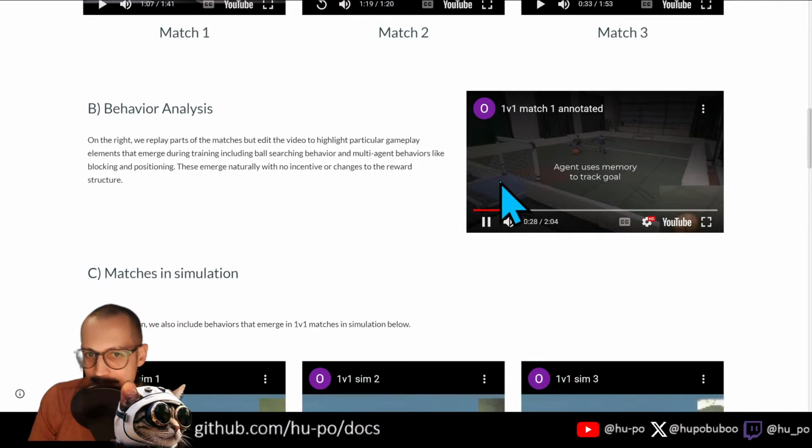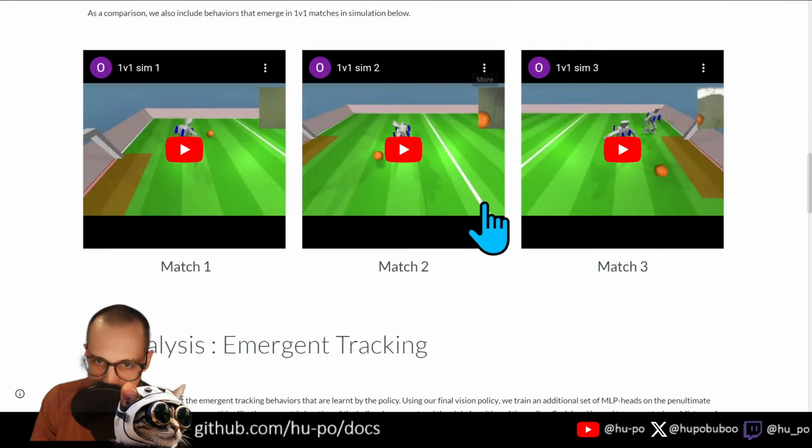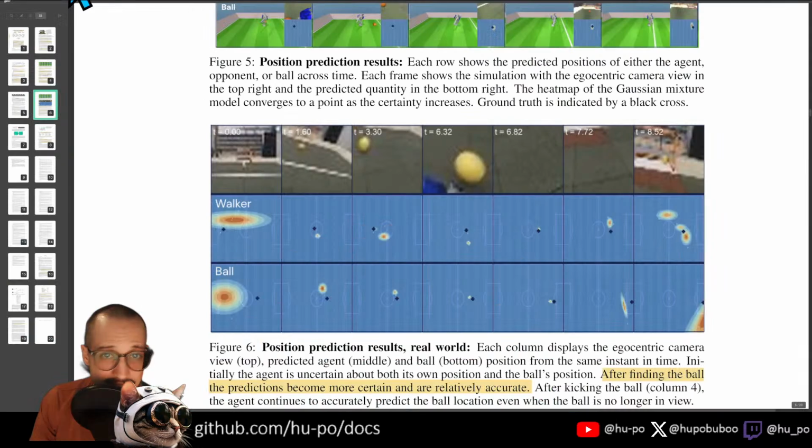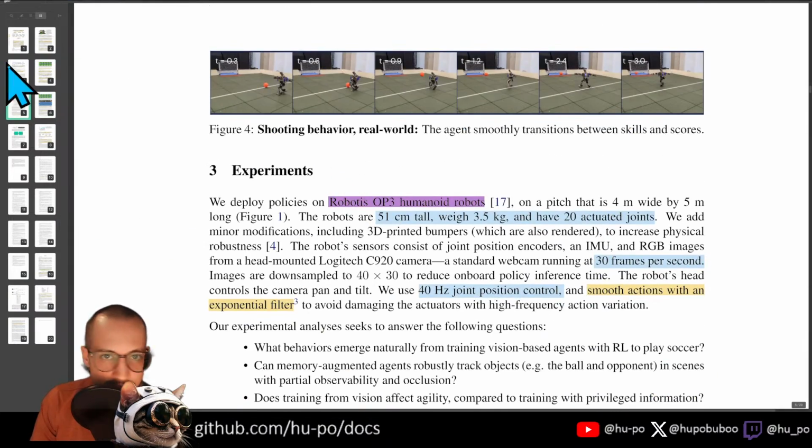And eventually the agent that ends up solving humanoid robot soccer doesn't actually look at the ball, doesn't need to do this scanning because it already knows where it is.